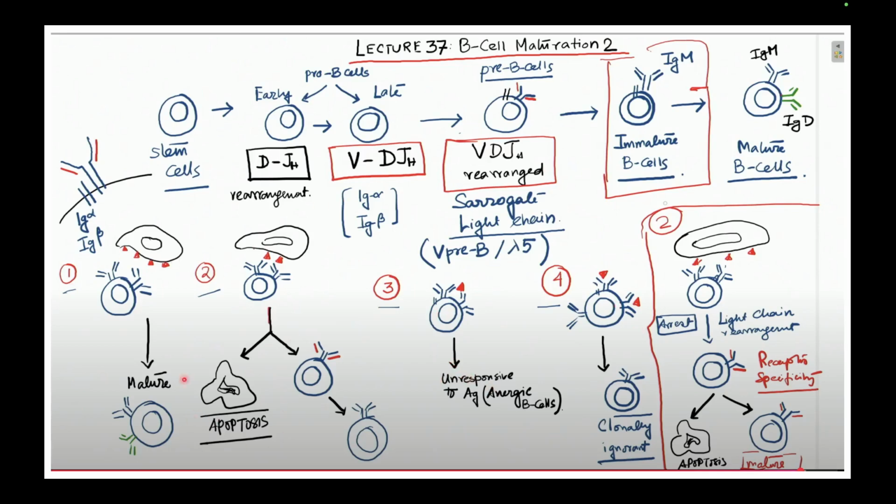Okay, so in the second case scenario, you have seen that after the self antigen interacts with the B cell, there is an arrest, light chain rearrangement occurs, and then the rearrangement. And again, if there is specificity against self antigen, then it will lead to apoptosis. Otherwise, it will be considered a mature B cell, selected, and go to the circulation or lymph node to attack the foreign antigens.